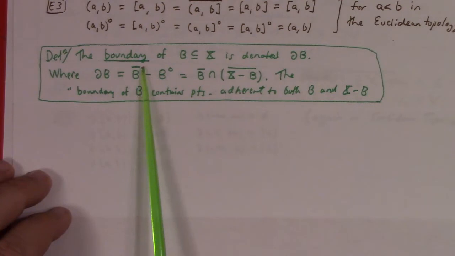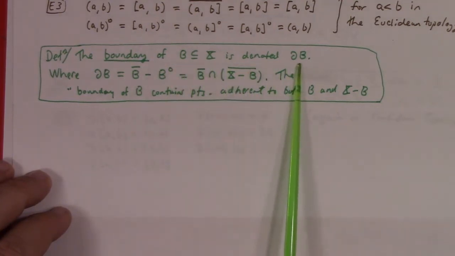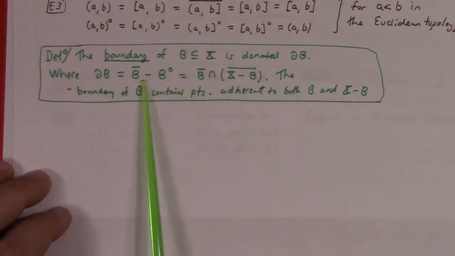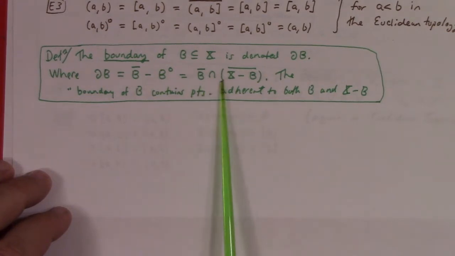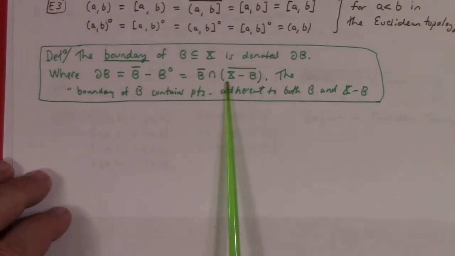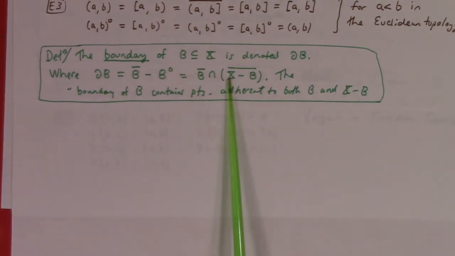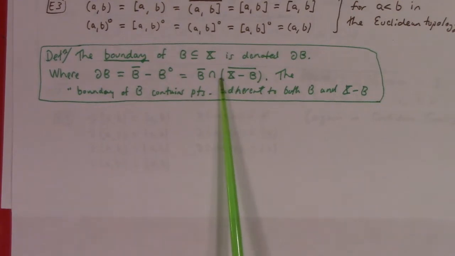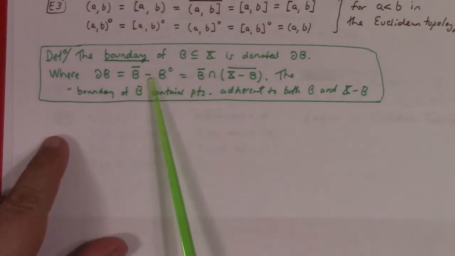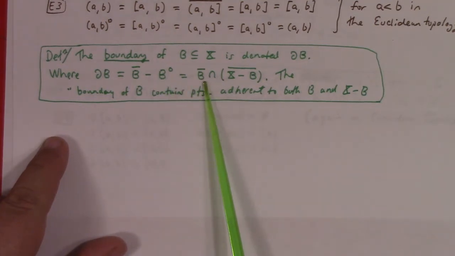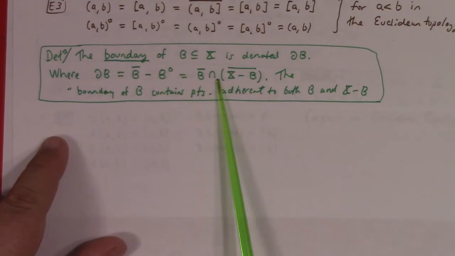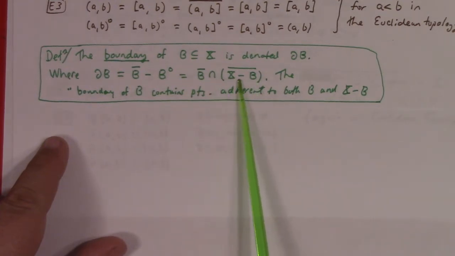Anyway, here we go. The boundary, denoted partial B, is the closure with the interior removed. That is logically equivalent to the closure intersected with the complement of the, excuse me, it's not the complement. I forget my bars are not complements sometimes. So the boundary is the closure of B with the interior removed, or you could say it is the closure of the set intersected with the closure of the exterior of the set.